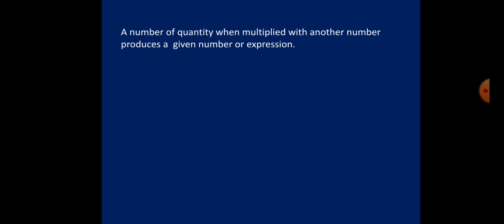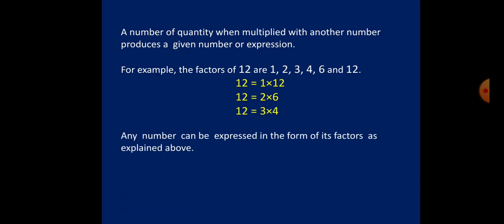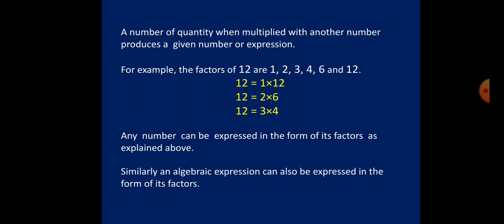A number can be found by multiplying its factors. For example, factors of 12 are 1, 2, 3, 4, 6 and 12 itself. Now, you can get 12 by multiplying its factors, like 6 times 2 equals 12. That is, any number can be expressed in the form of its factors as explained above. In a similar manner, algebraic expressions can also be found from their factors. From the next slides, I will try to show some different ways of factoring algebraic expressions.